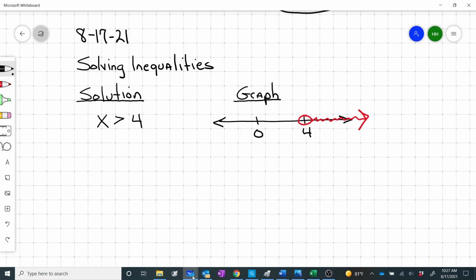So let's look at our solution being x greater than or equal to 4. Again, the number line, we put 0 on it, we put 4 on it. Now, since you're graphing all of the numbers greater than or equal to 4, you take this circle on the 4 and you color it in. That means you're including the 4. And we're still greater than, so we're everything out here to the right.